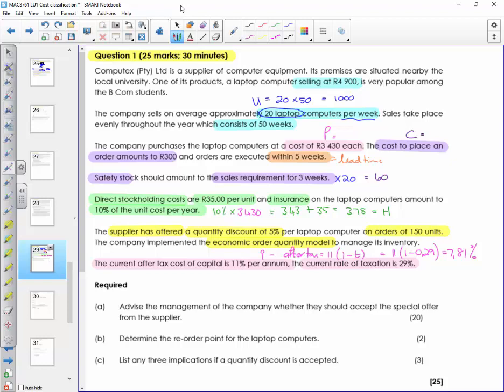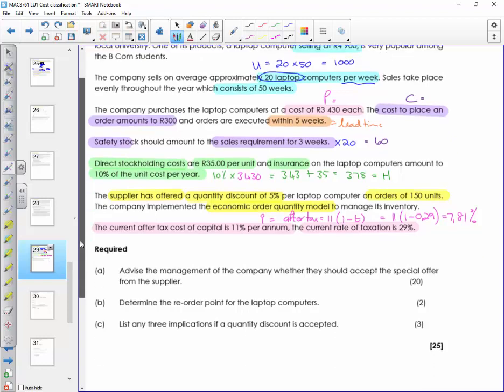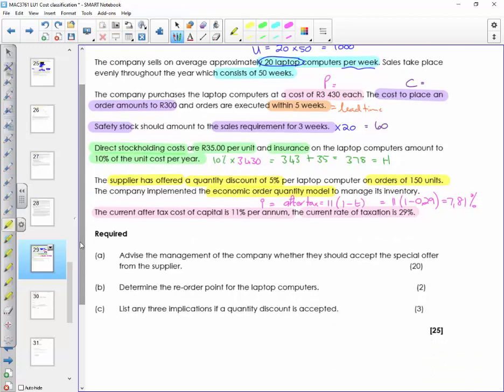Okay, the required says advise management whether they should accept the special offer or not. Also determine the reorder point and then list 3 implications, which is theory, which I'm not going to worry about, but we're definitely going to do A and B.